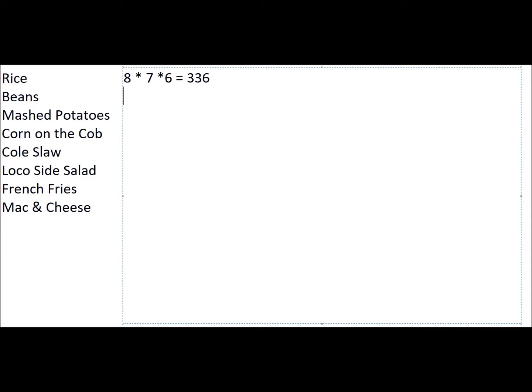Well, let's say that you do like rice, beans, and corn. You could order them in that order. You could order rice, corn, beans. You could order beans, corn, rice. You could order beans, rice, corn. You could order corn, rice, beans, or corn, beans, rice. So 6 possible ways. How did I know it was 6 without just writing them down?